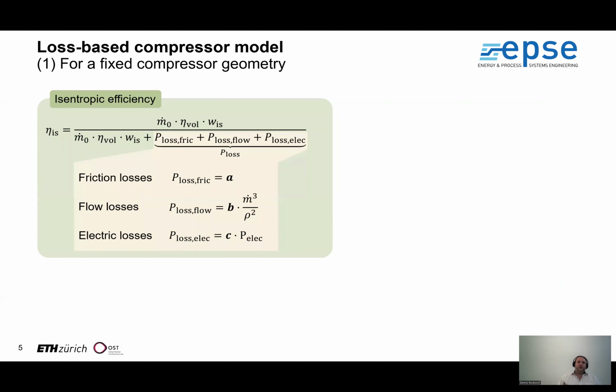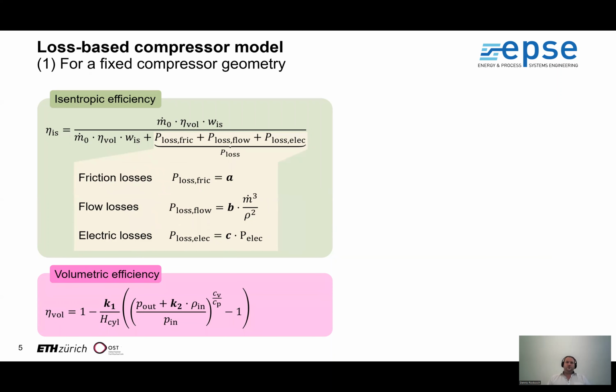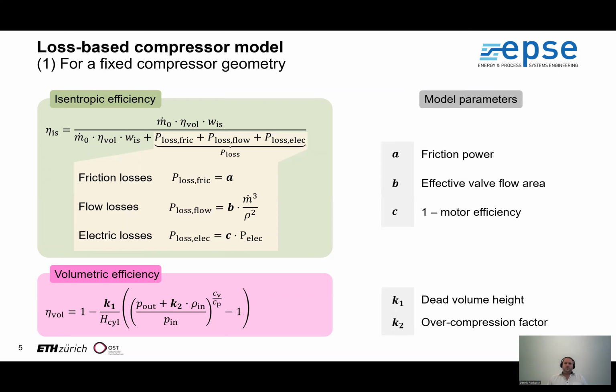And for that, we derived models for both parameters, which consider the major losses of compressors. For the isentropic efficiency, we consider friction, flow, and electric losses. And the equation for the volumetric efficiency mainly covers re-expansion after the compression step and overcompression. So in summary, the model has 5 model parameters that can be fitted to data of one specific compressor.